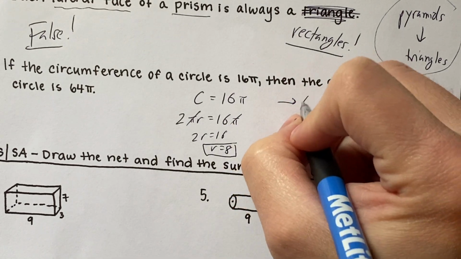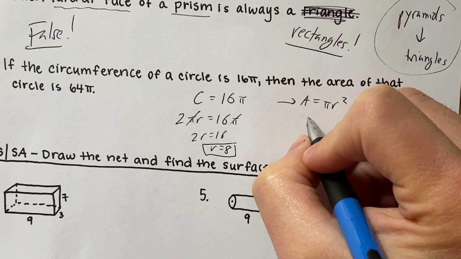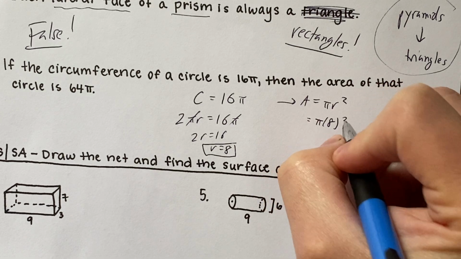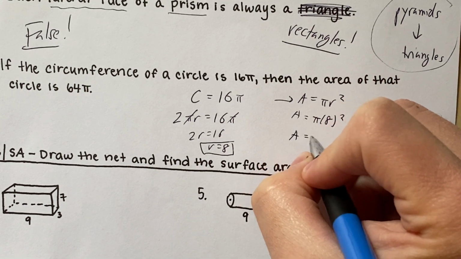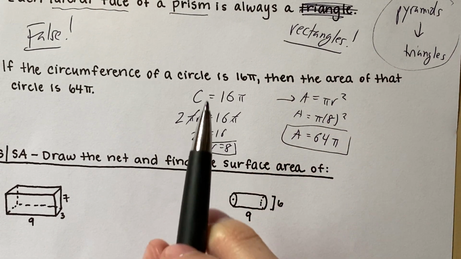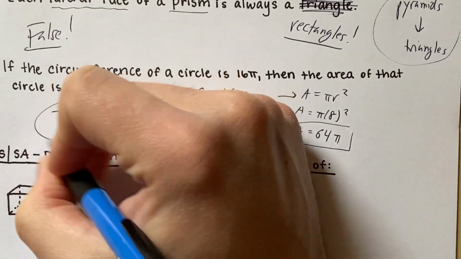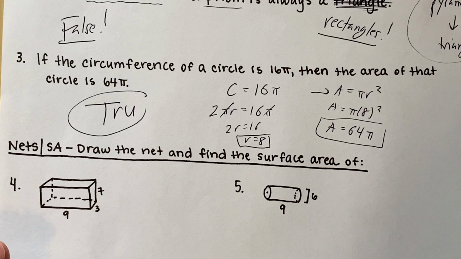If I do my area formula of a circle, which is pi r squared, and I do pi times 8 squared, then the area is 64 pi. We can see that when the circumference is this, the area is this. So this is true.